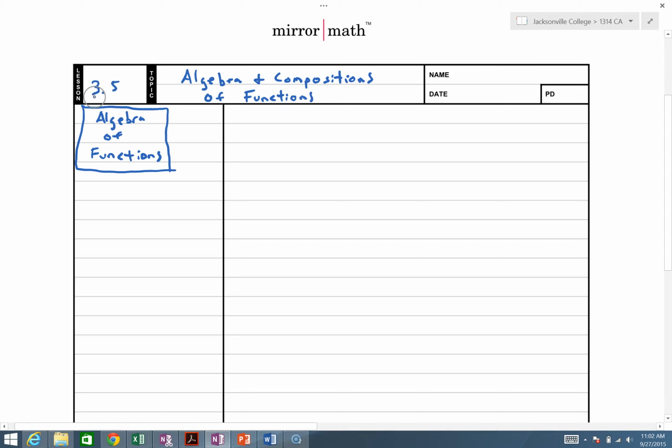In this video, we'll be looking at lesson 3.5, Algebra and Compositions of Functions. Algebra of Functions.